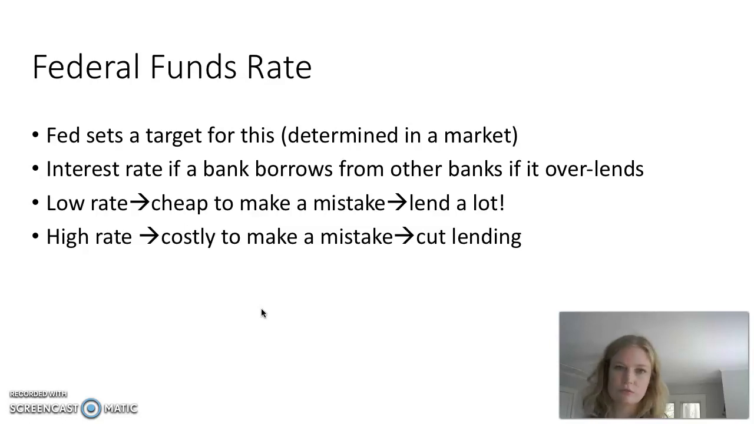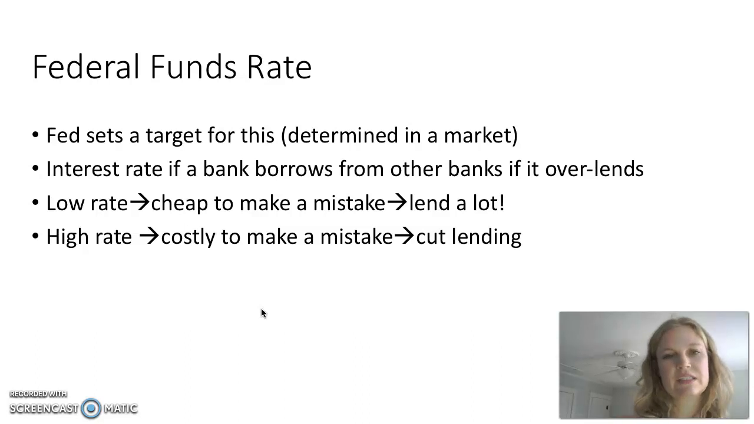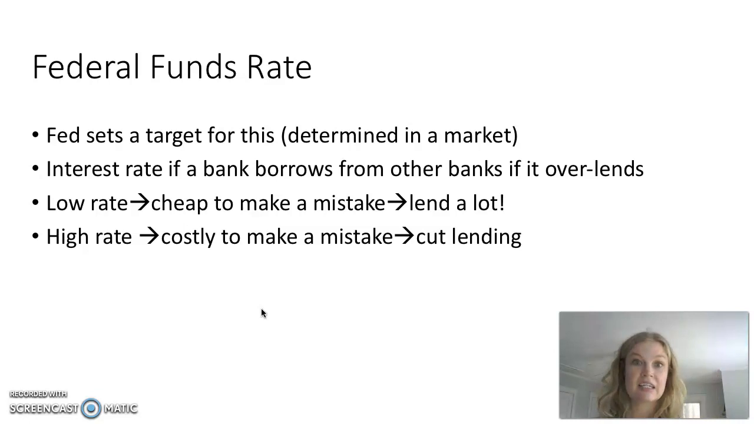These are short-term loans. The federal funds rate is the interest rate banks pay to borrow from other banks. So if Fred's bank borrows from Carla's bank, that's the rate they pay. So if it's low, it means it's cheap to make a mistake. The Federal Reserve is sending the signal, hey guys, lend a lot. There's very little penalty for lending, more loans, more money. Expansionary policy. High rate, it's costly to make a mistake. Maybe don't loan so much out. Let's drop the amount of loans made.